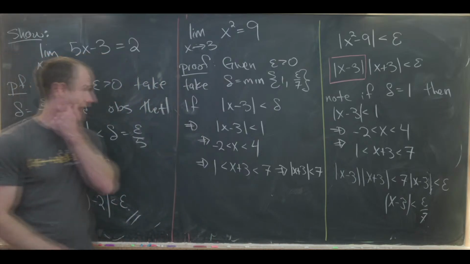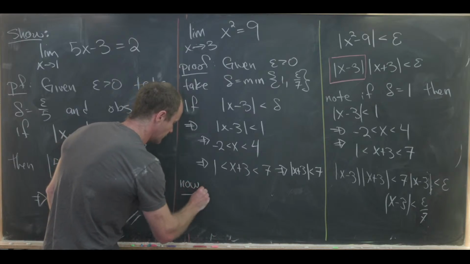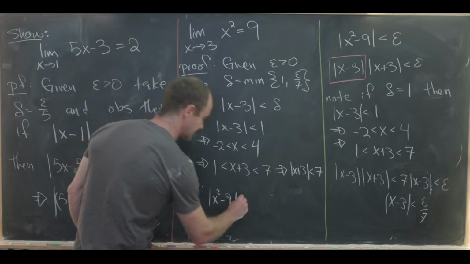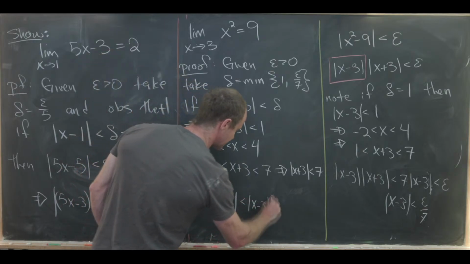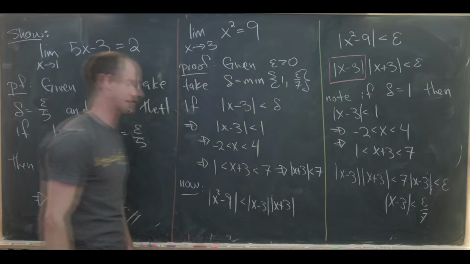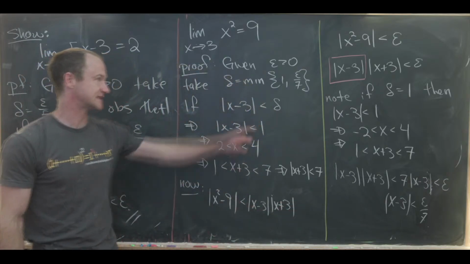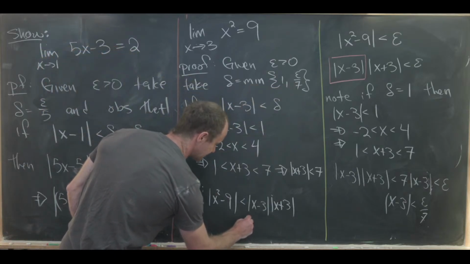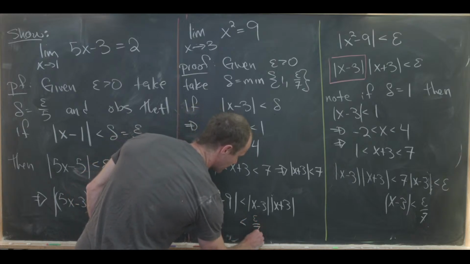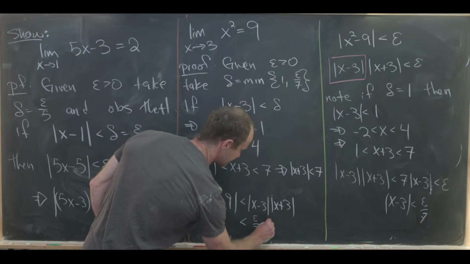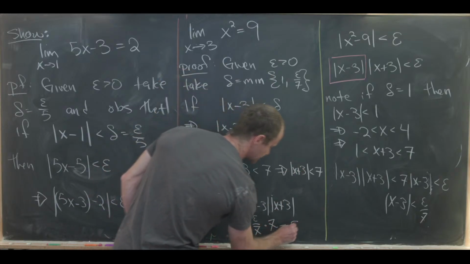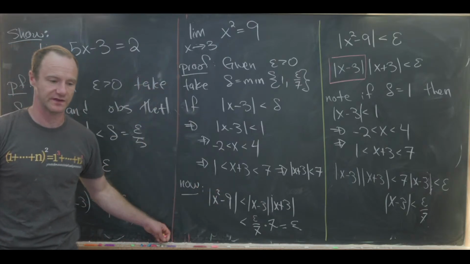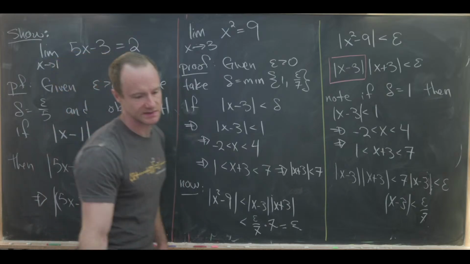Okay, but now we see that the absolute value of x squared minus 9 is going to be less than the absolute value of x minus 3 times the absolute value of x plus 3. The absolute value of x minus 3 is less than delta, but delta is less than or equal to epsilon over 7, so this is less than epsilon over 7 times 7 because of that right there, but that's equal to epsilon. So we've got the absolute value of x squared minus 9 is less than epsilon, which is exactly what we needed for this limit to be what it says it is.